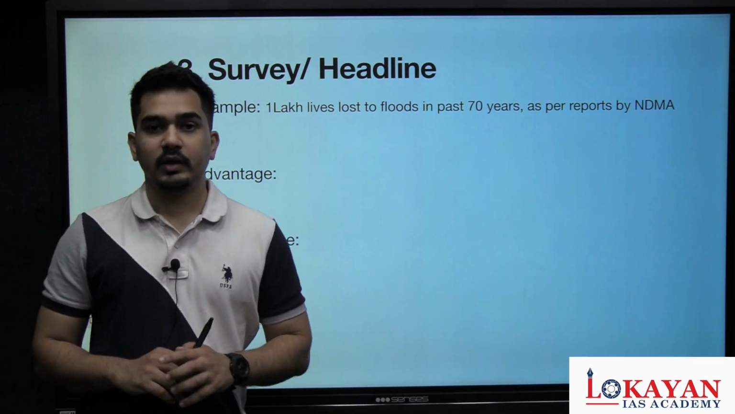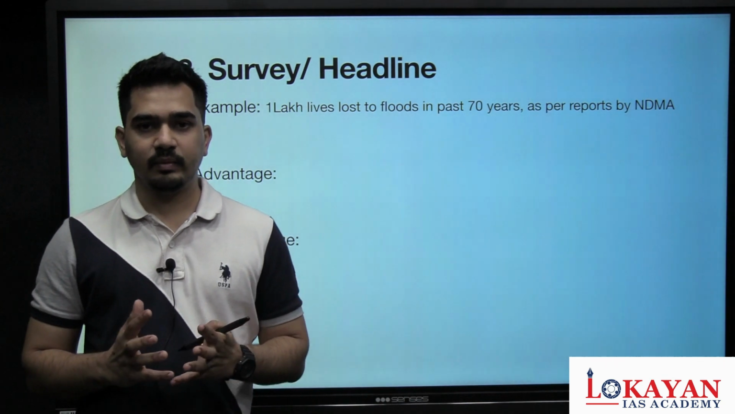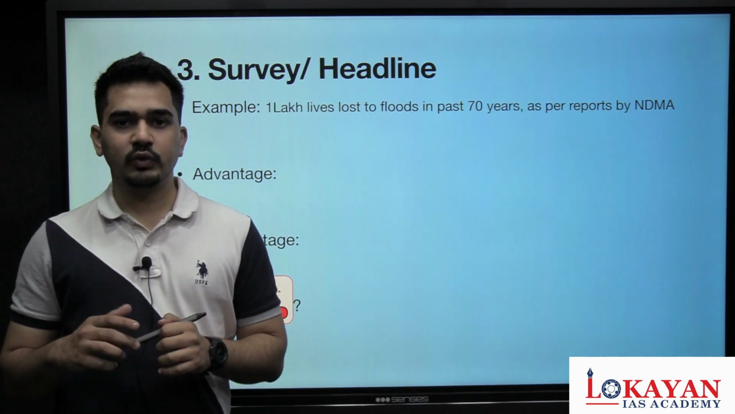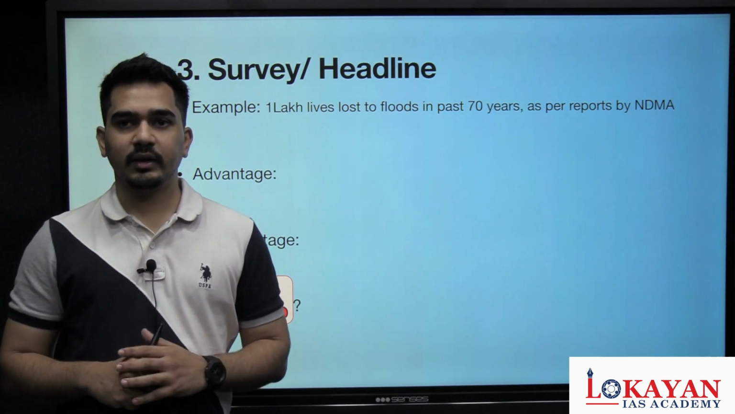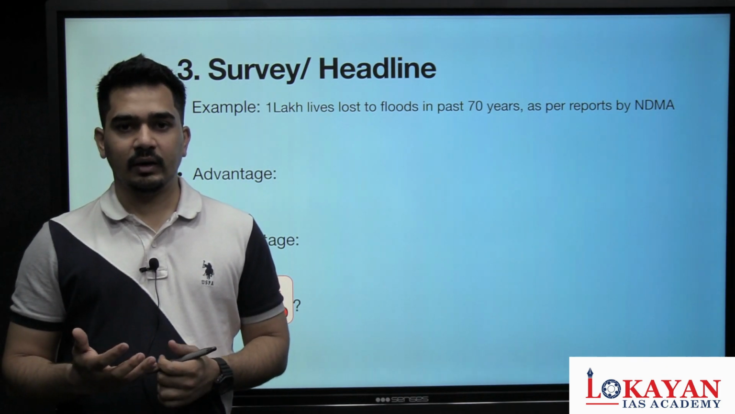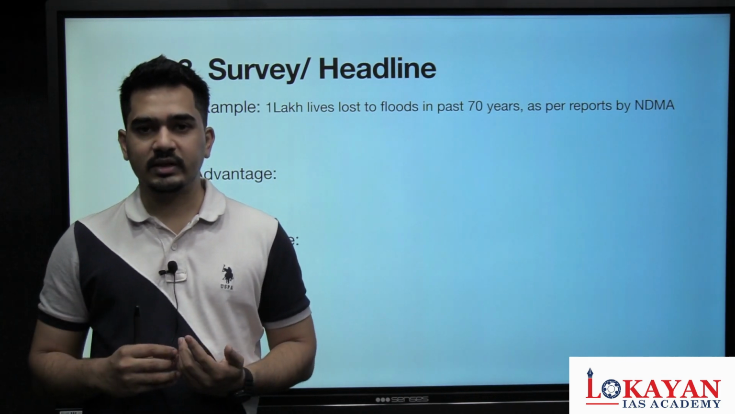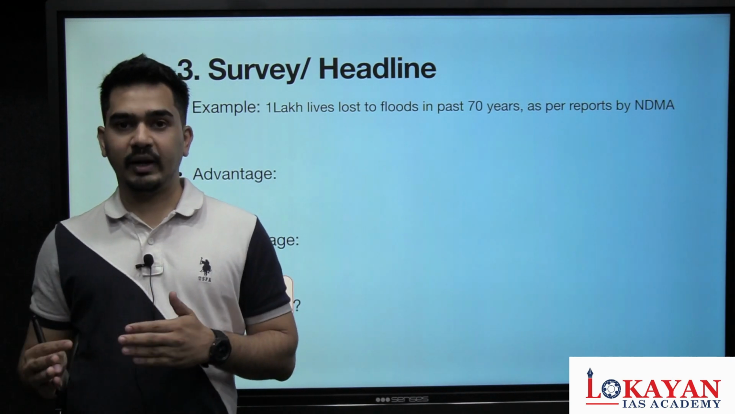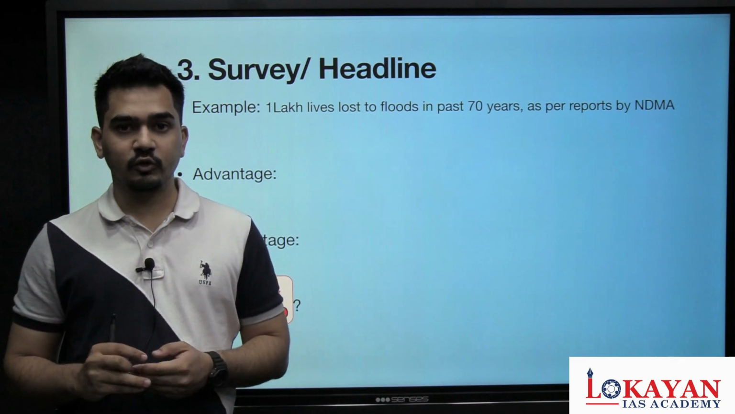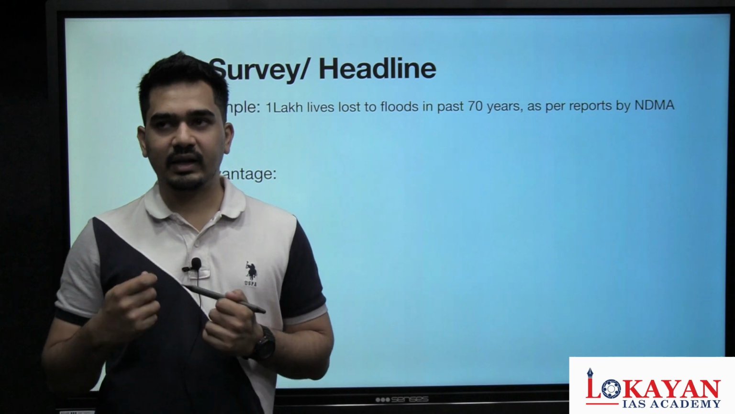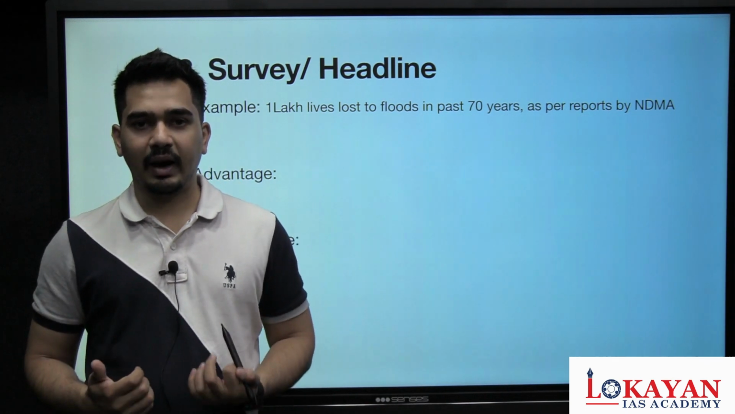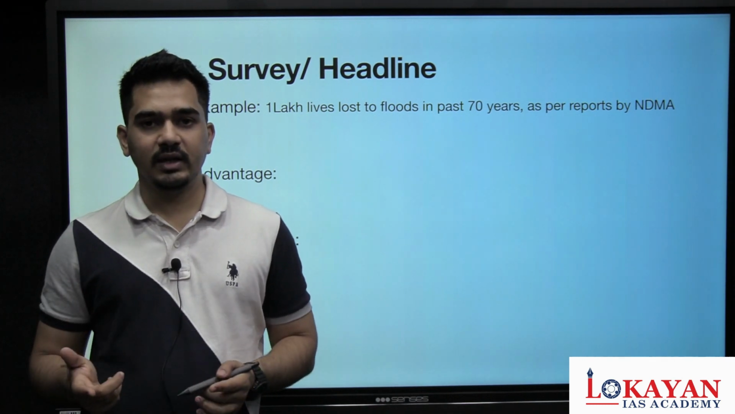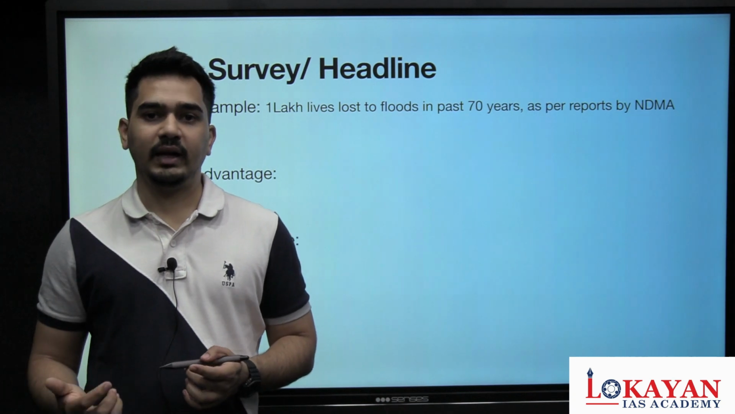Okay, so the next method that we have in front of us is basically the survey or headline method. Survey or headline basically is using factual data which is generally considered universal. Maybe we can quote some incidents in a headline. Basically what newspaper headlines do, particularly front page newspaper headlines, is they try to be as creative as possible in order to attract readers into reading whatever content is written. Similar is the idea behind using a headline in your essay.